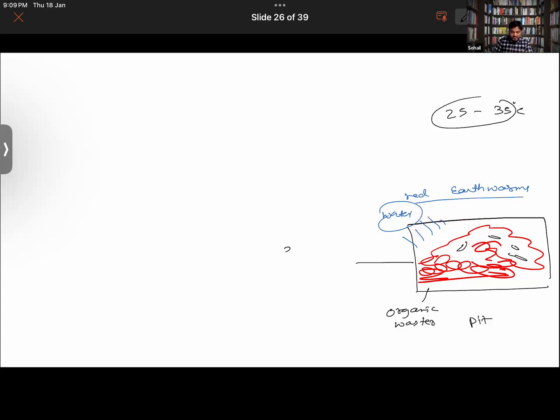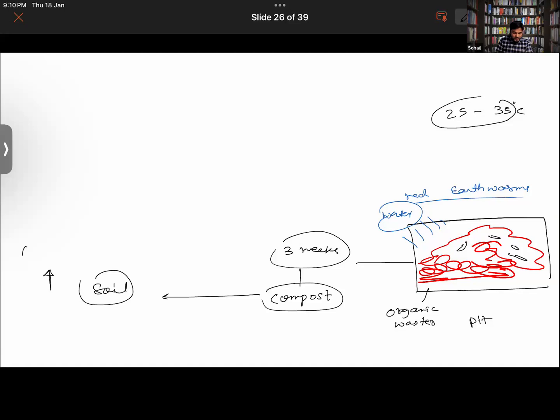So almost after 3 weeks, you will see that this organic waste has been converted by the red worms into a very fertile component that is called compost. And that can be given to the soil to enrich the fertility of the soil. Both of you got this one or not? Please let me know.